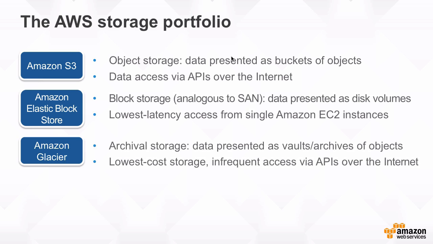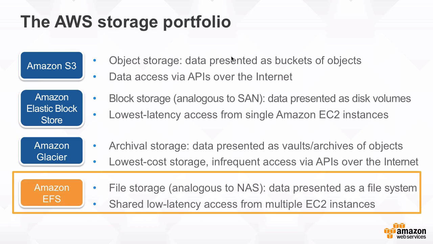Amazon Glacier is an archival storage. Data is presented as archives collected in vaults. It's the lowest cost storage and is perfect for infrequent data access. And you access data via APIs over the internet. Amazon Elastic File System is a file storage analogous to a network-attached storage. Data is presented to the EC2 instances as a file system. It has a shared low latency across multiple EC2 instances.